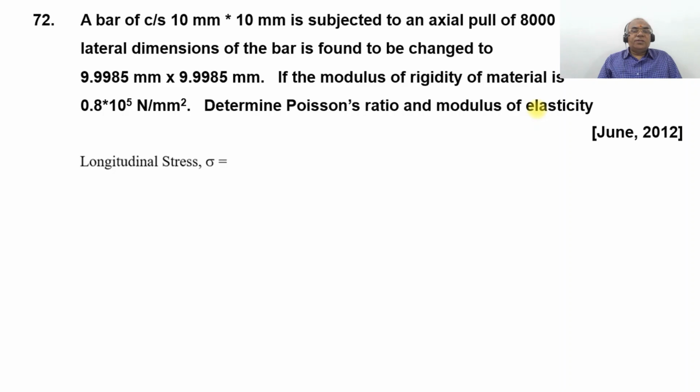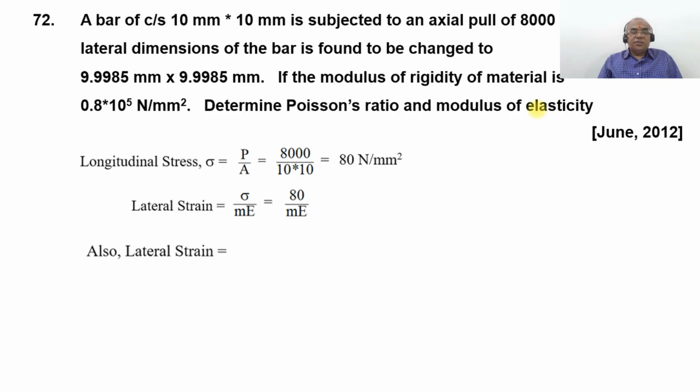So what is the longitudinal stress? Longitudinal stress is sigma equals P by A. P is 8,000 divided by 10 into 10, which is the area of cross section, which is 80 Newton per mm square. As we want to find out the Poisson's ratio, naturally we should have the lateral strain. So what is the lateral strain, which is sigma by m into E? What is sigma? 80 by m into E.